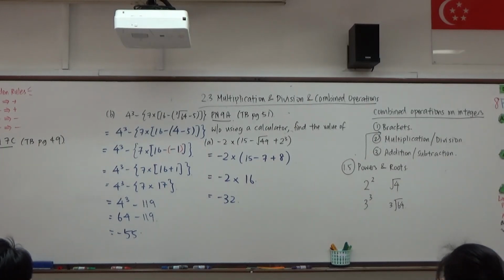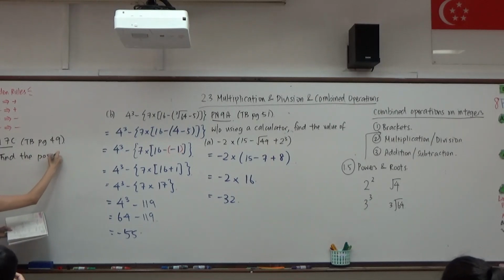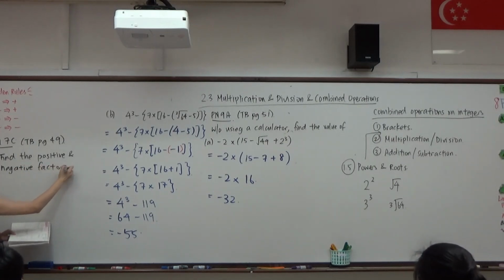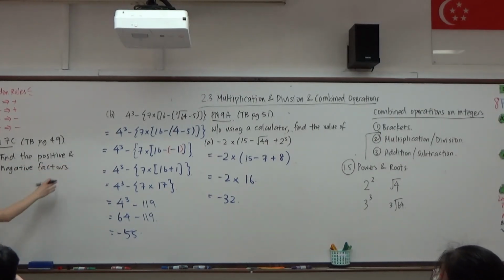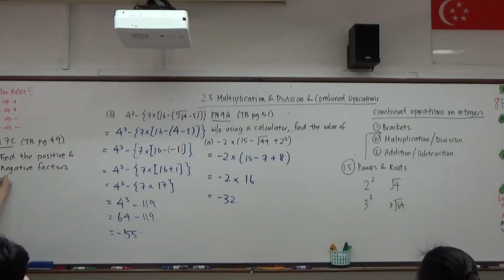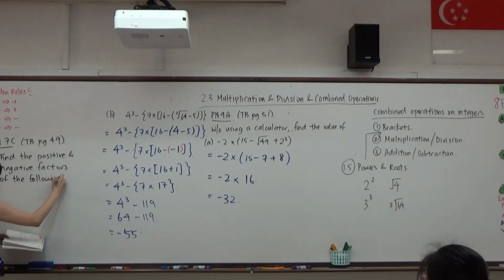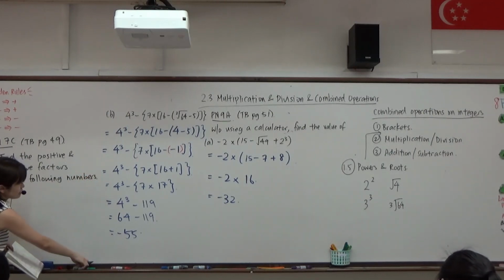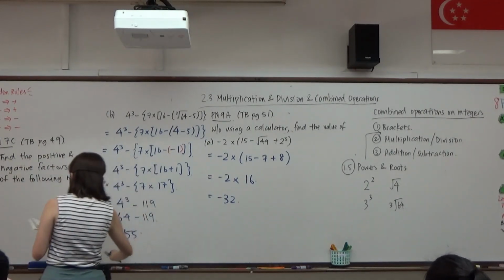Okay, just do a very quick one. Question 1. We want to find the positive and negative factors. Usually when we look for factors, we look for the positive ones. It is just when the question intentionally asks for negative factors that you put in the negative numbers. Otherwise, on a normal basis, we take the factor to be a positive one. Okay?